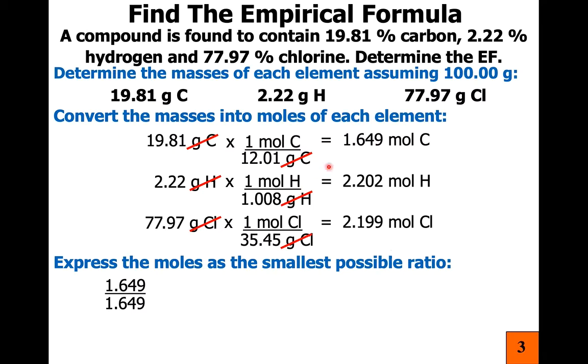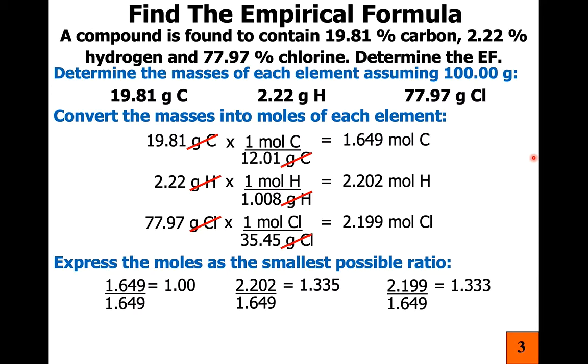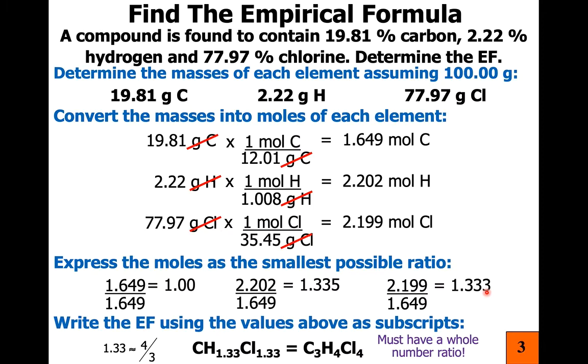So I take all of the numbers and divide by the smallest number of moles, which is the 1.649. And for the first one, that gives us exactly 1. For the second one, that gives us 1.335. And for the third one, that gives us 1.333. This is one of the times now we have to look for obvious fractions. And so we could represent this very nicely as 1 1/3, also known as 4/3. So this 1.333 could be 4 over 3, and likewise this could be 4 over 3. So 1.33 is about 4 over 3.